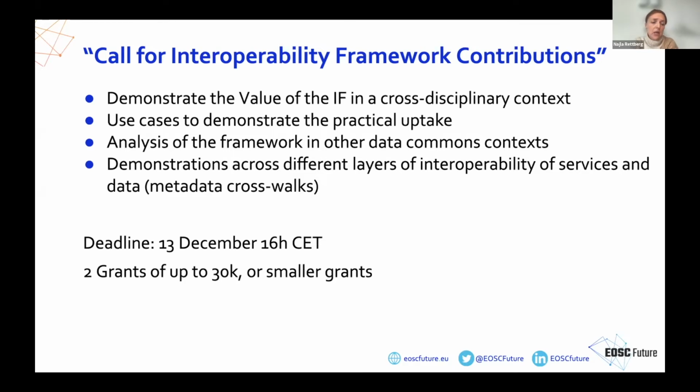Deadline is the 13th. We have up to 2 grants, but we could also look favorably on smaller grants. It doesn't have to be 30,000. It could be smaller, more diverse grants.